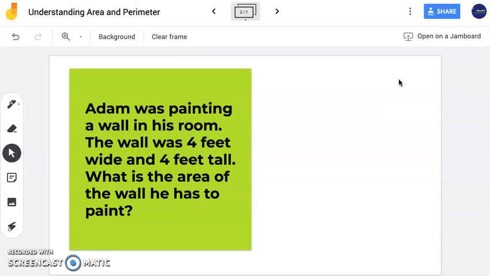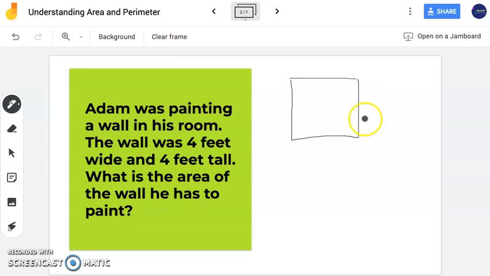The wall was 4 feet wide and 4 feet tall. What is the area of the wall he has to paint? Now, the first thing I'm going to do for all of these problems is first draw out my square or rectangle that they're describing in the problem. Seeing this visual model is very helpful when solving each problem.